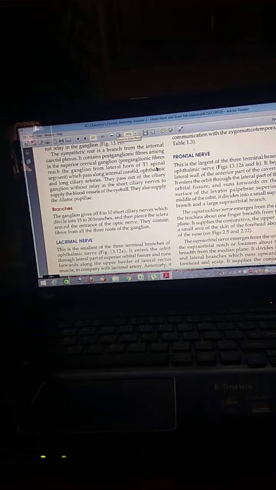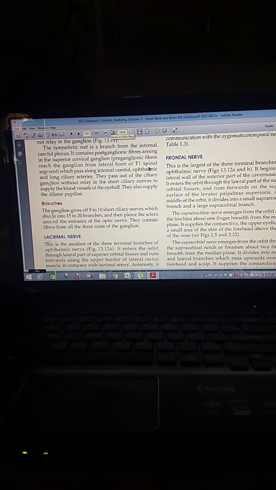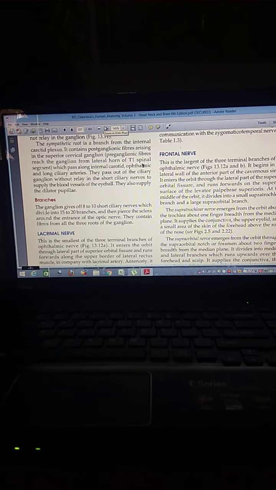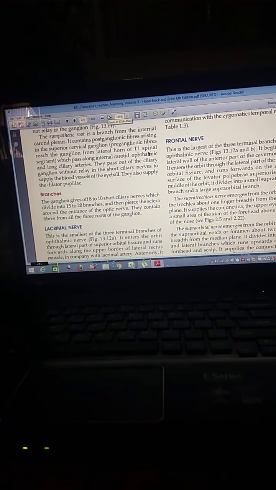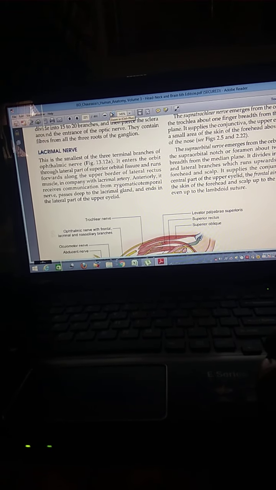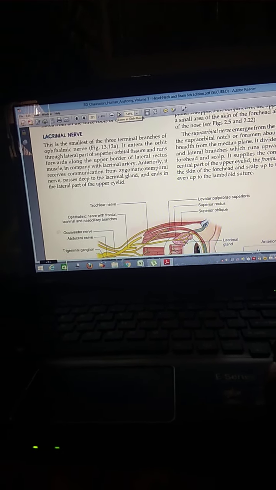The frontal nerve is the largest of the 3 terminal branches of the ophthalmic nerve. It begins in the lateral wall of the anterior part of the cavernous sinus. It enters the orbit through the lateral part of the superior orbital fissure. The supraorbital nerve emerges through the supraorbital notch or foramen.